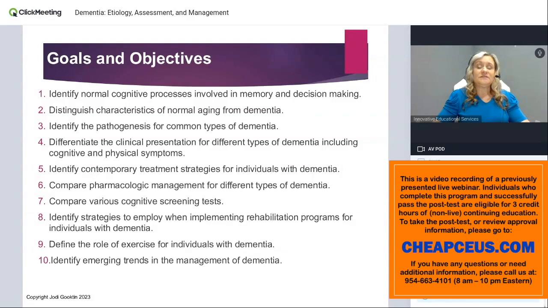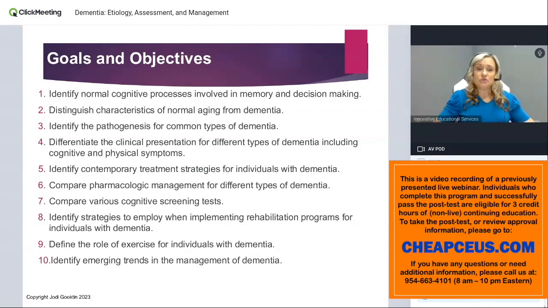Our goals and objectives are aligned with this. During our first hour of the course, we're going to explore mild cognitive impairment and vascular dementia. In the second hour, we'll discuss Alzheimer's disease, Lewy body dementia, as well as frontotemporal. And then in our third hour, we'll talk about the different assessment tools that you can utilize to help guide your rehabilitation with individuals with these diagnoses, rehabilitation considerations, and specific strategies that you can utilize.